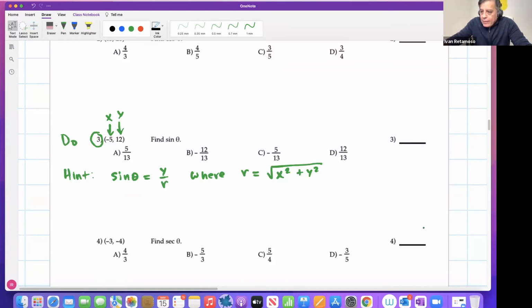You may use your calculator in case you need it to compute r. Sometimes r will be a whole number, but sometimes it may not be a whole number, so just be careful. I see that here they have presented the answer in exact form.